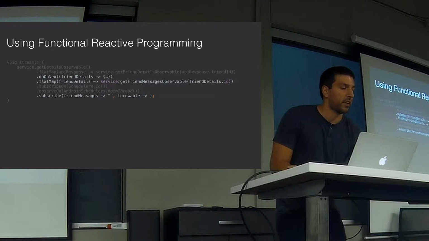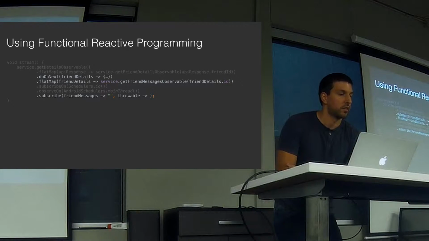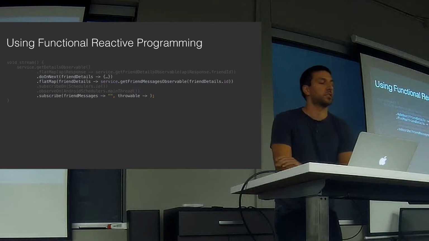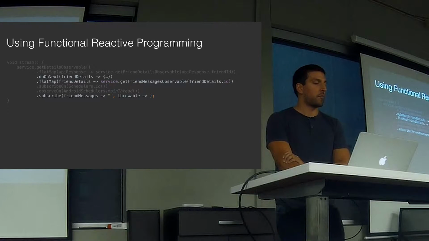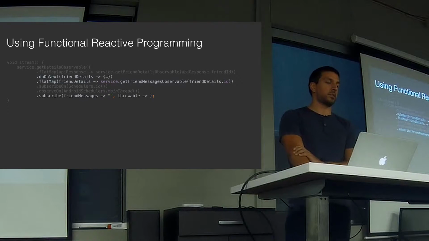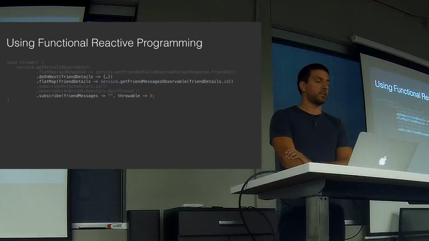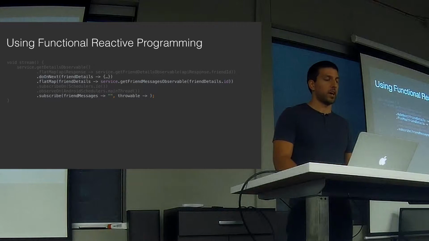And this is an example if we had to add that third request to our observable stream. We could add a doOnNext, which gives us access to that friend details response before we pass that down the stream, so we could do something with that. And then we could flat map it again to our third request. And now our subscribe block is dealing with the result of the third request, since that was the last function in our chain.